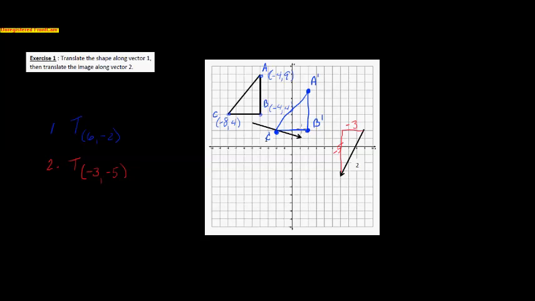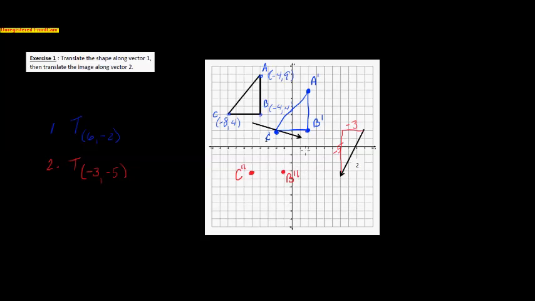I take this triangle that I just made, the image, and I take each point and go to the left 3, 1, 2, 3, and down 5, 1, 2, 3, 4, 5. And right there's my new C, and since I came off of C prime, this is C double prime. I do the same thing for each one. 1, 2, 3, 4, 5. Whoops, I got 2 more, too many. 1, 2, 3, 4, 5 goes right there, and that would be B double prime.